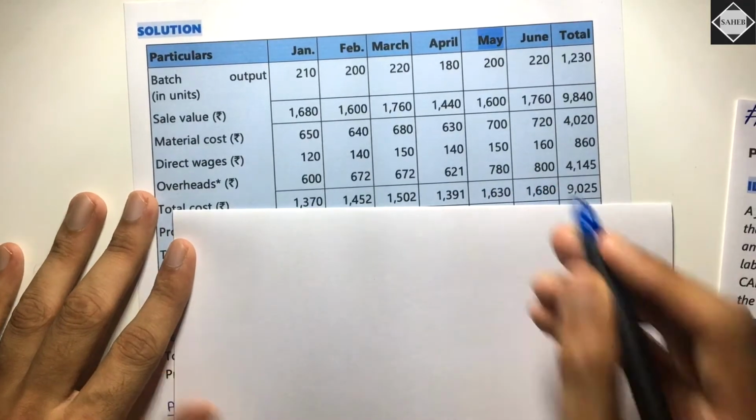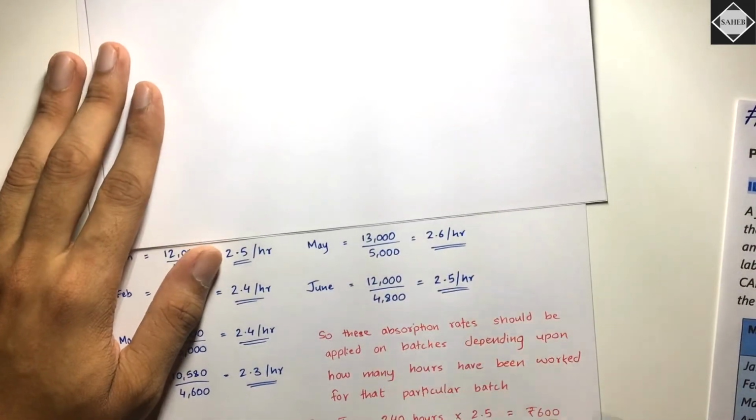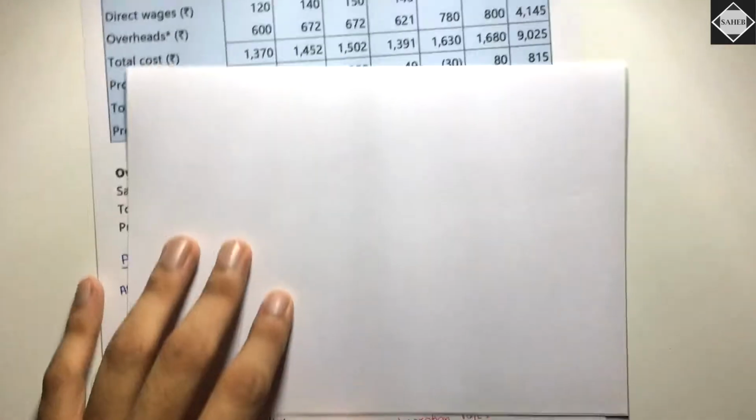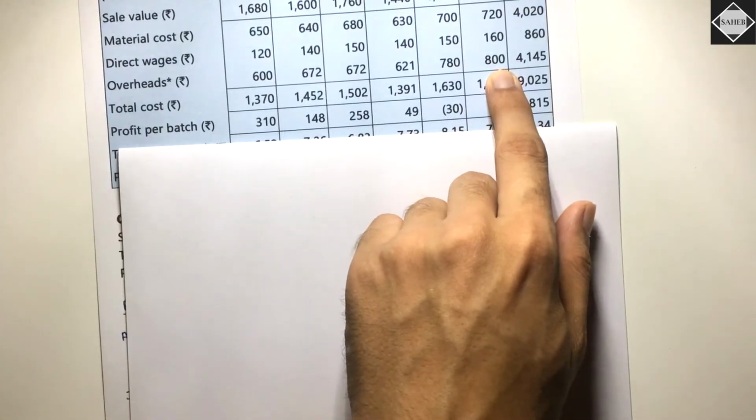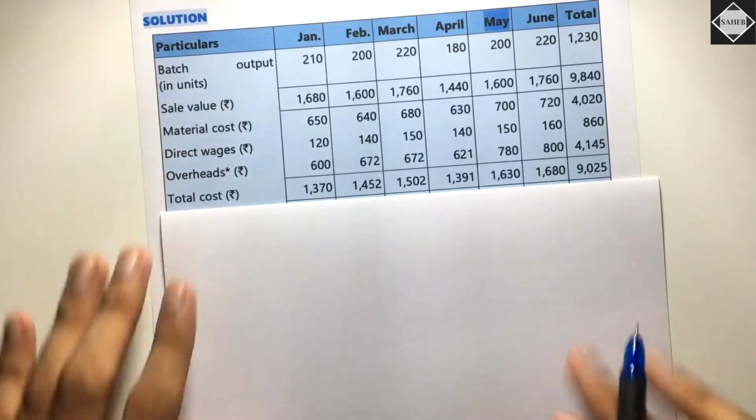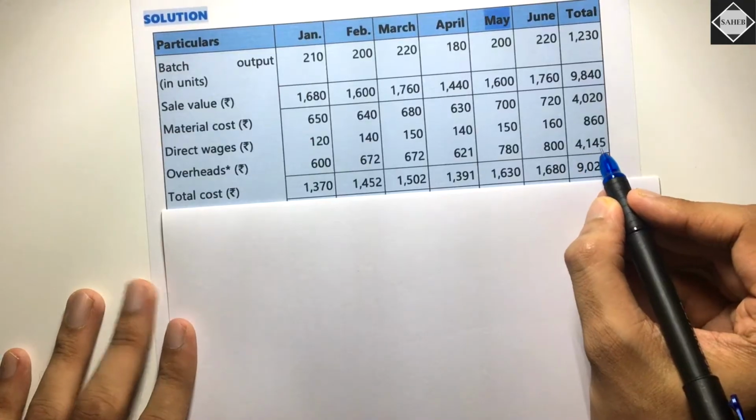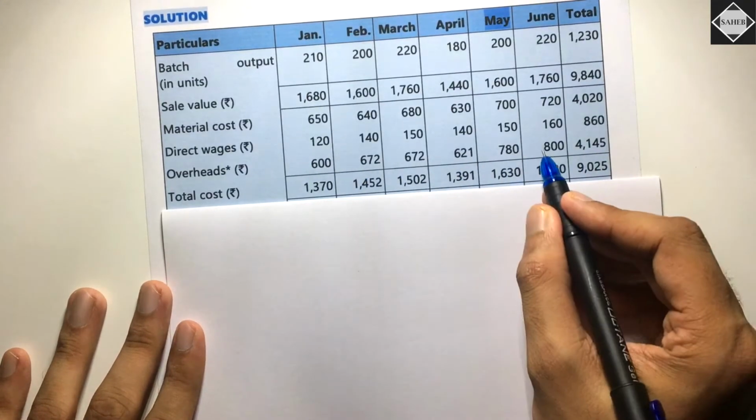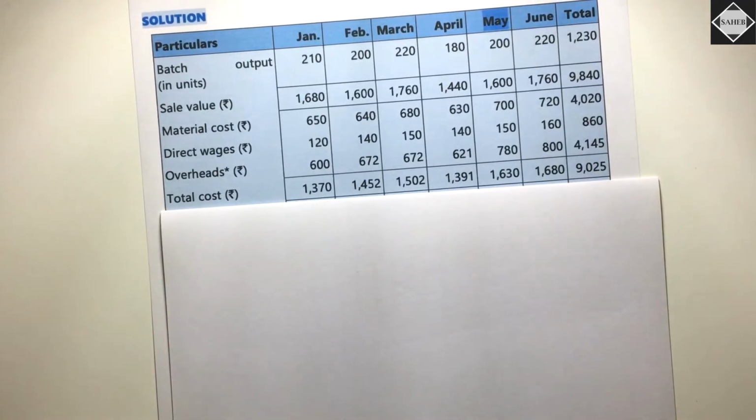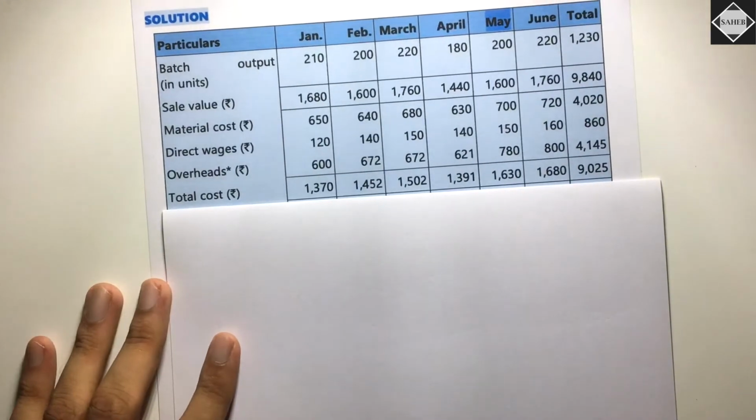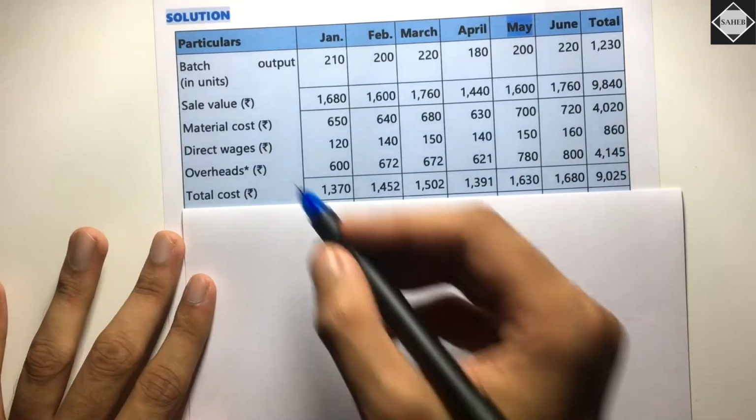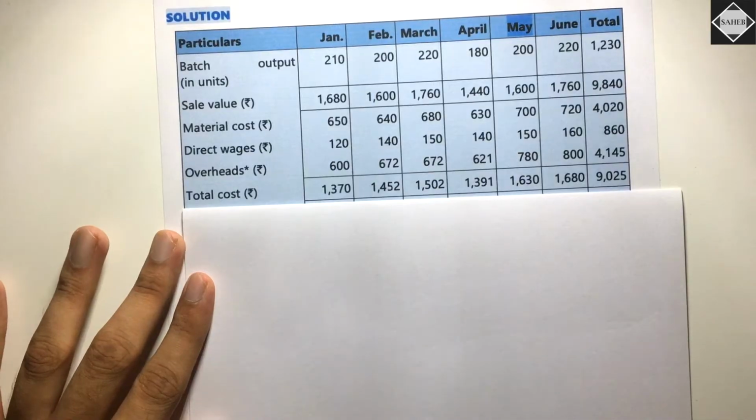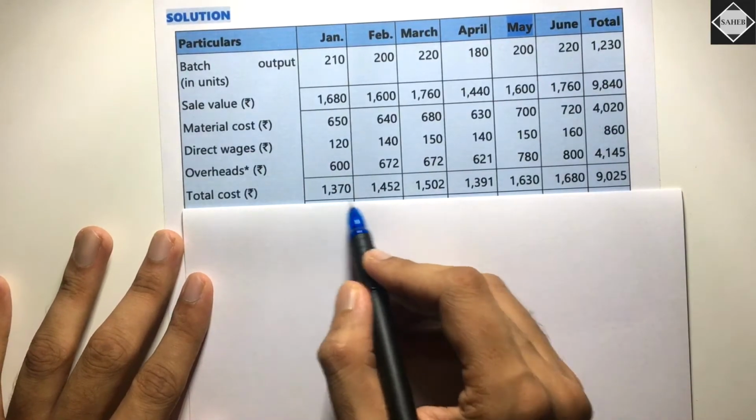And then in the June, it's 800. Okay, 12,000 divided by 4,800, and then 2.5 into 320, that's equal to 800. Is it clear? And then in total, that's equal to 4,145. If you add up all of this together, you will get 4,145. Is it clear? Simple. So once you add all these costs, material cost, direct wages, overheads, you will get total cost.